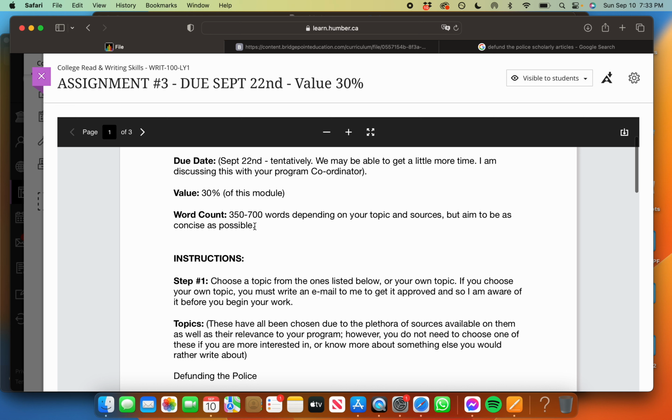So the word count here is 350 to 700 words. So it's giving you a fair amount of room. And you can make it short and sweet, or you can make it longer. It's really up to you.